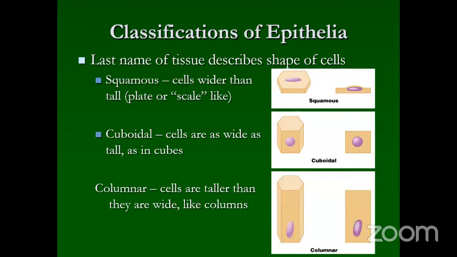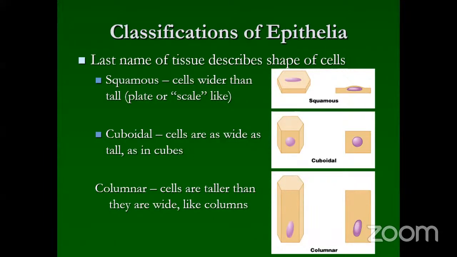Then the second name, or the last name, describes the shape of the cells. So what are the different shapes? Squamous means the cells are wider; they look like a plate or scale. Cuboidal means a cube structure. And columnar means the cells are tall, like columns.